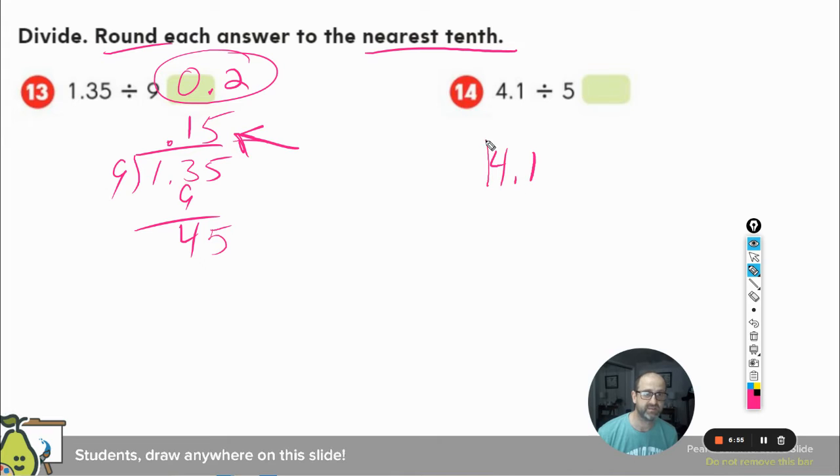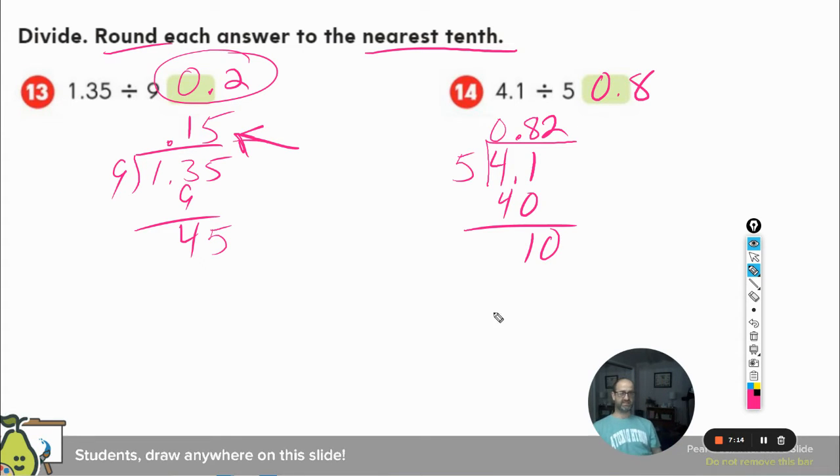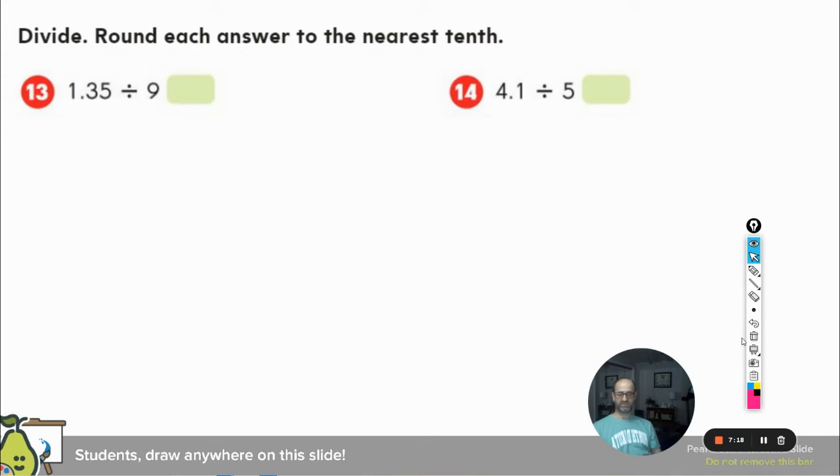And then when I do the same thing over here, 5 goes into 41 8 times, 5 goes into 10 twice, and I stop right there. As soon as I get my 100th place, I can round my 10th. I've got a 2, so I'm keeping that 8. And I got 8/10. Okay, let's continue.